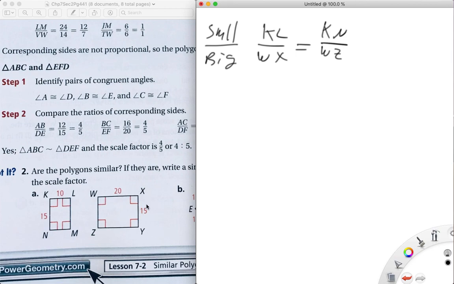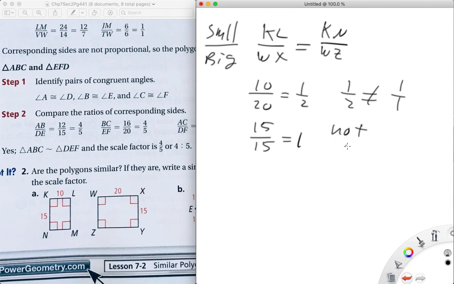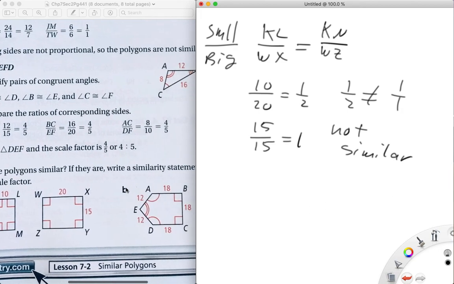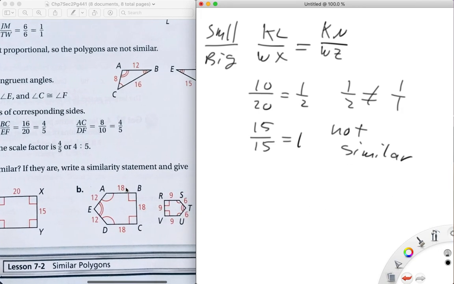Since it's a rectangle, if this is 15, that's 15. So this is 10 over 20, which is 1/2. And then over here we have 15 over 15, which is 1. So 1/2 does not equal 1 over 1, so they are not similar. They are not similar. Their extended ratios are not congruent, are not proportional.